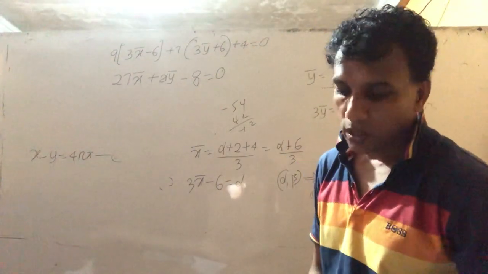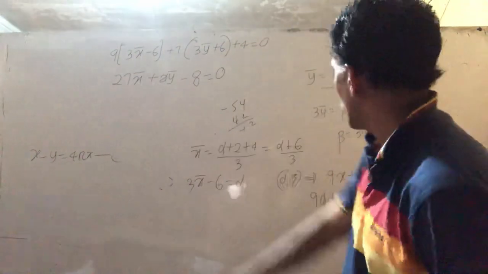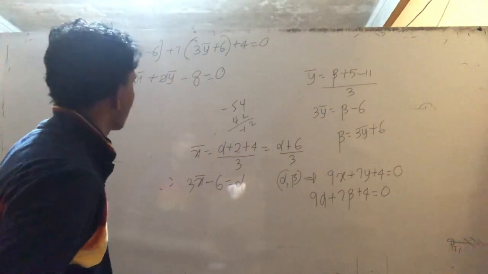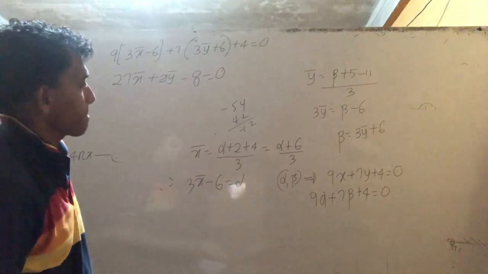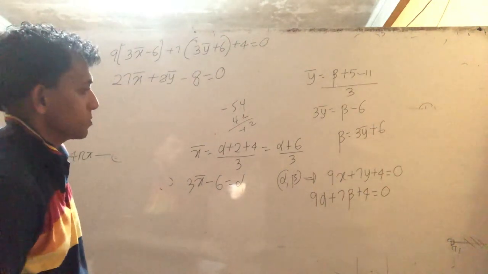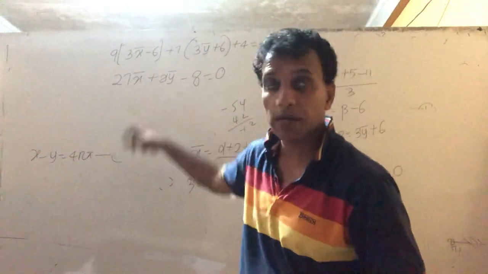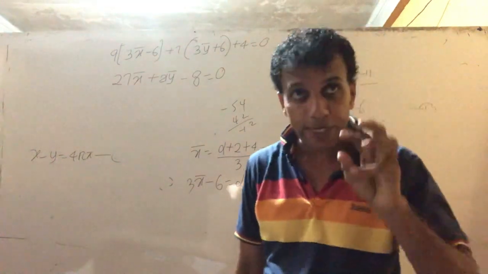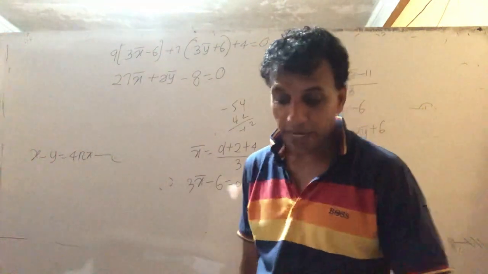27x bar plus 21y bar minus 8. Let's check that. We are missing the beta part, the y bar part, 3y bar plus 6. Check that, there was a mistake: this should come as minus 21. Finally, you write the answer. Therefore, the locus of the point, the center of the triangle, is 27x minus 21y minus 8 equals 0.